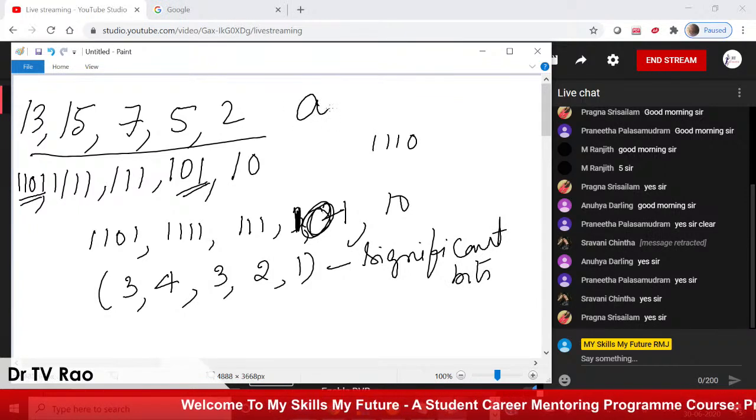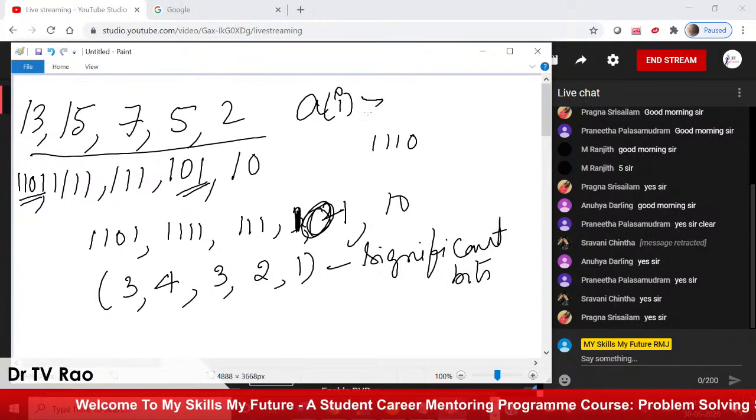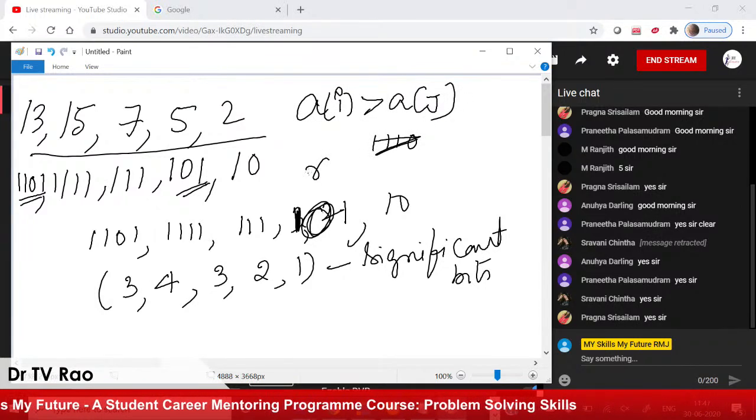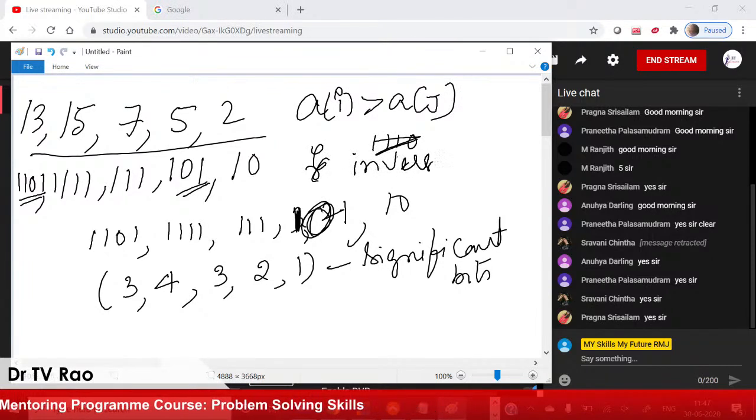If ai is greater than aj, then we call this an inversion. We call this an inversion. Find out how many inversions are there.